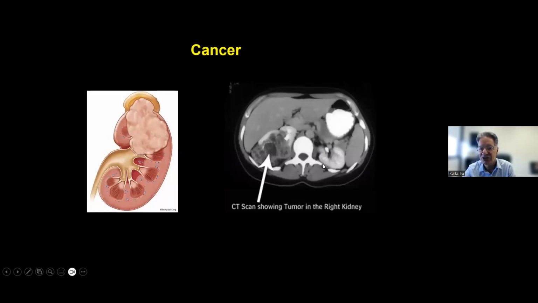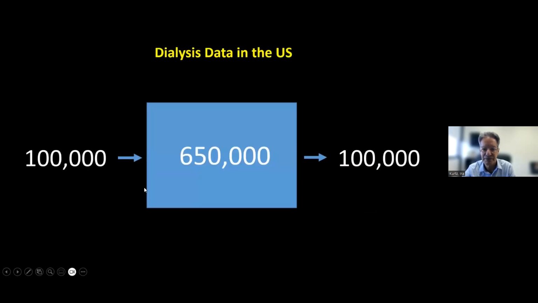The normal kidney looks like this on a CAT scan. It's called a horseshoe outline. This is a kidney that has cancer in it. And this is just a cartoon showing cancer in the kidney.